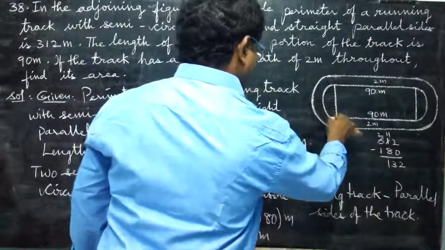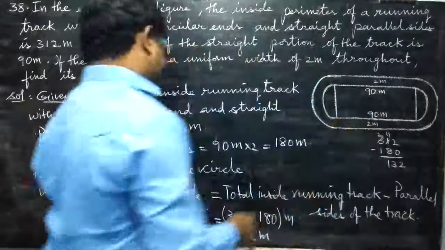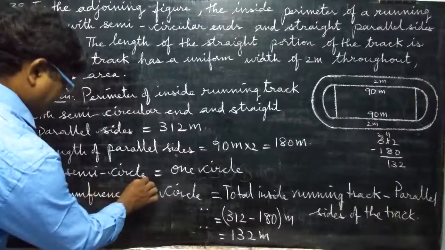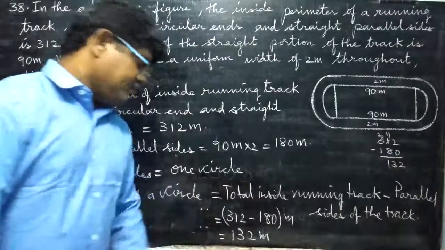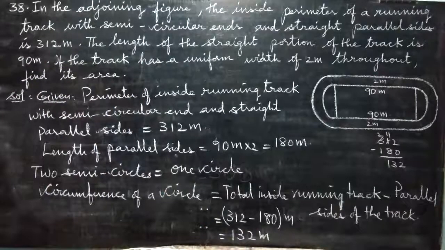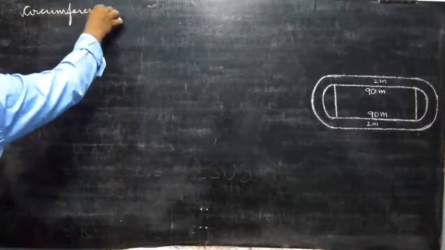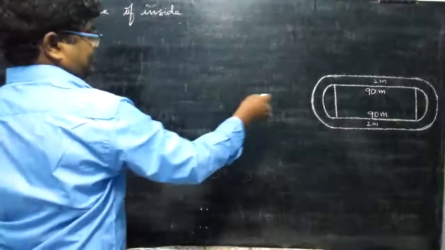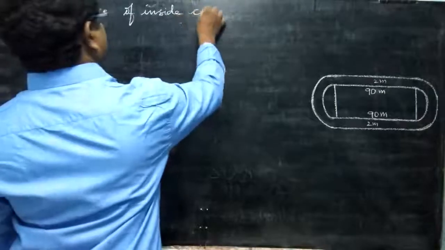What is this one? Perimeter of this two semicircles is one circle. So this is perimeter, means circumference. So circumference of what? Circumference of a circle. Two semicircles is equal to one circle. Now circumference of a circle, how much we got means 132 centimeters. Now circumference of inside circle. Because it is inside, you have to mention compulsory, because inside one circle is there, outside also another circle is there. This is circular path, inside circle.